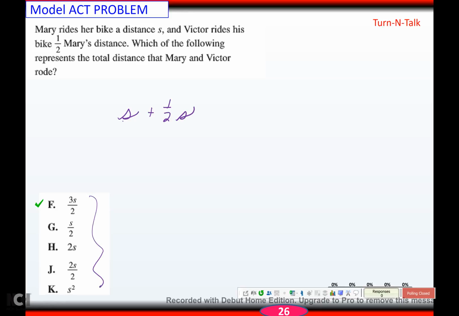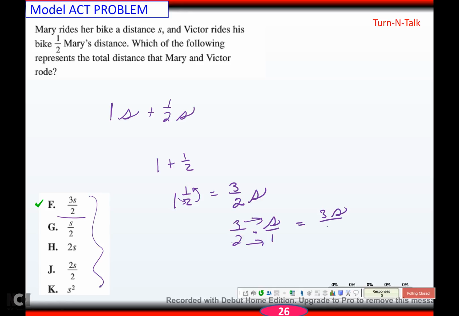a common denominator. Well, this is 1 whole s plus 1/2 of an s, so if I take 1 plus 1/2, that's 1.5. Well, if you take 1.5 and make it improper, 1 times 2 is 2, plus 1 is 3, so that would be 3/2 s. And then they wrote it like this, because this would really say 3 over 2 times s over 1, which is 3s over 2.